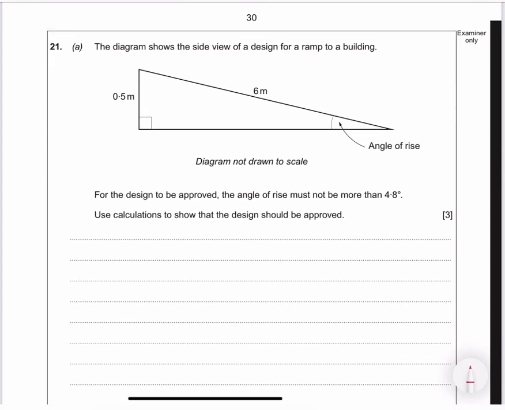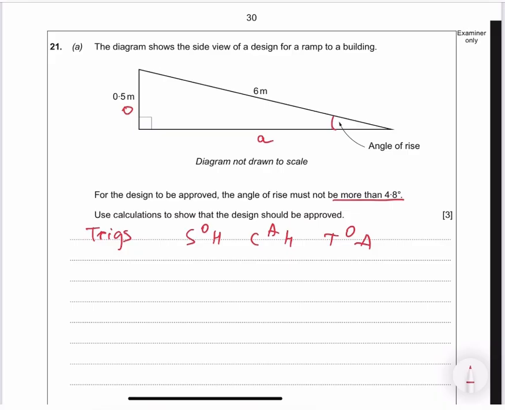Question 21. So you've got a right angle triangle and two sides are given. The angle is unknown. So we can use trigonometry here, because trigonometry helps you work out either sides or angles in a right angle triangle. We can't use Pythagoras here because we need to find an angle. In Pythagoras, we're only working out one side if the other two are given. But here we have two sides, and we need to find the angle.